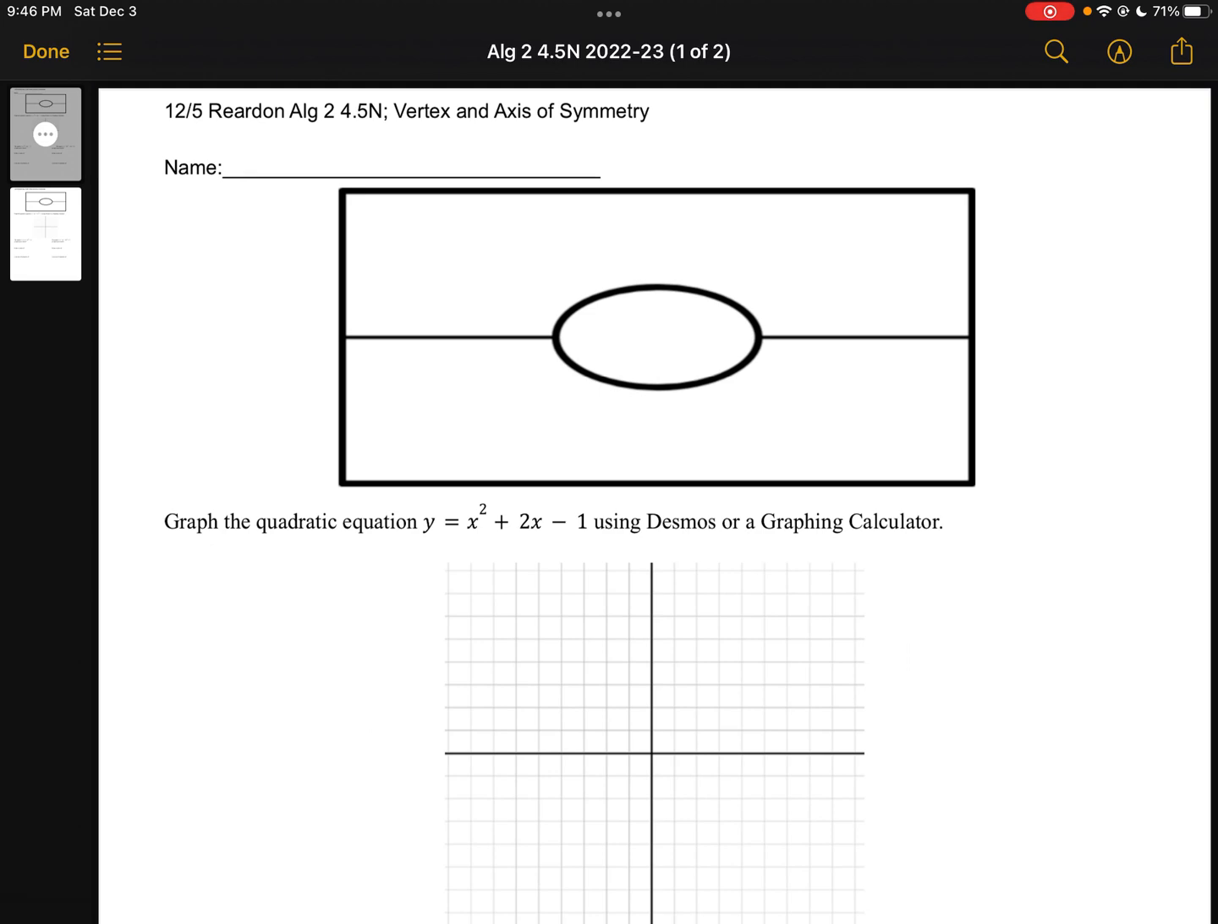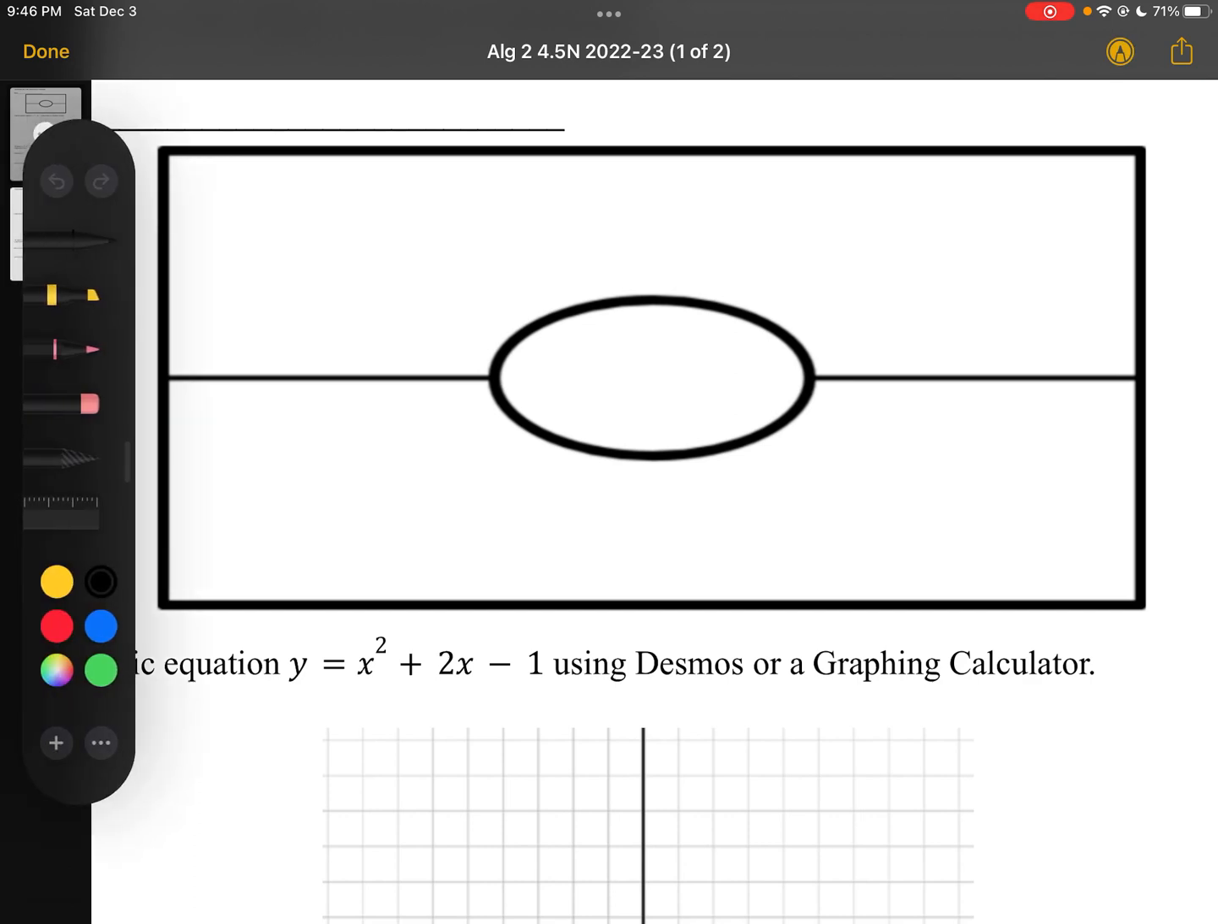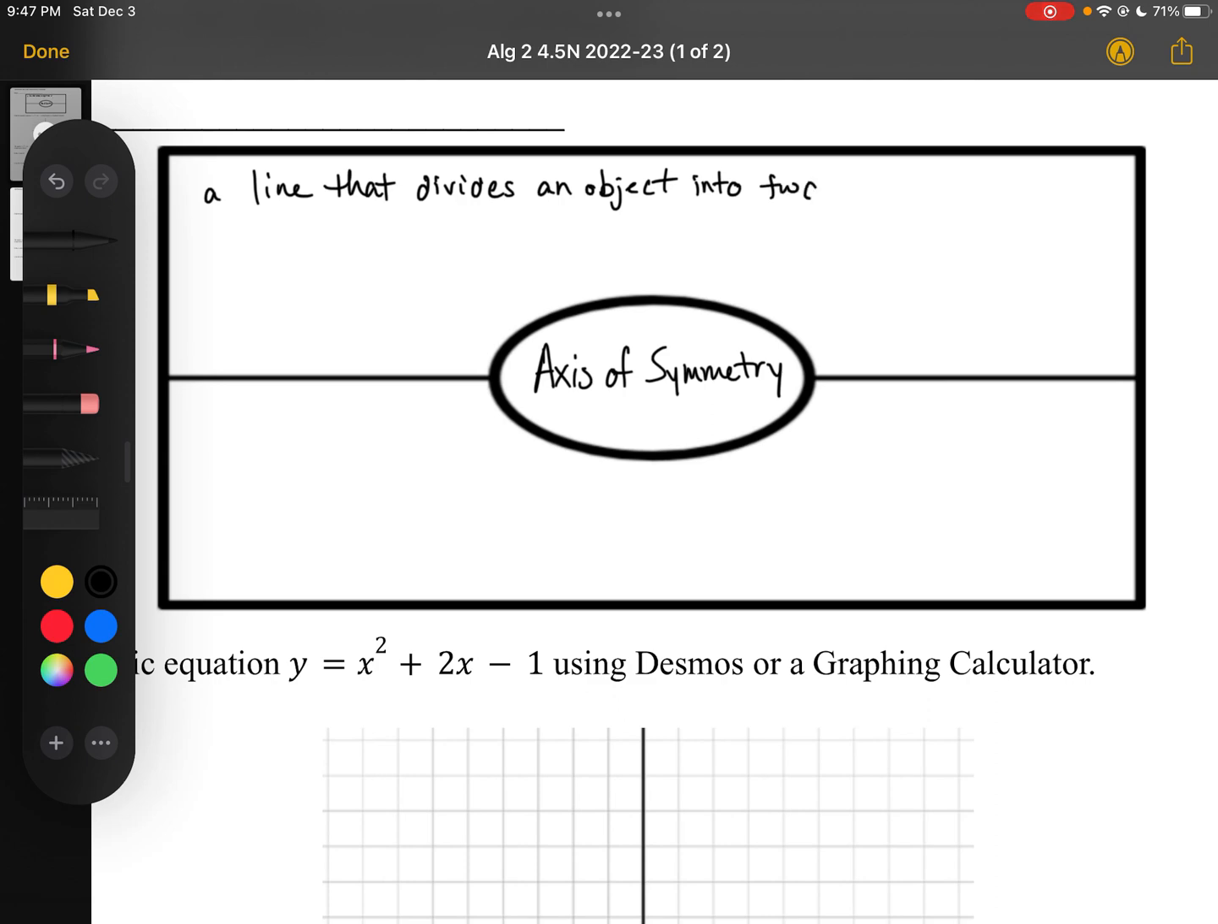So we've talked about the vertex before and we had to identify those in our previous lessons, but today we're going to talk about something a little bit new for us, which is the axis of symmetry. So an axis of symmetry is a line that divides an object into two equal halves.